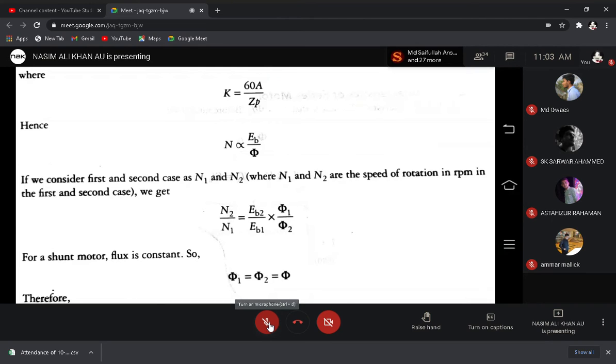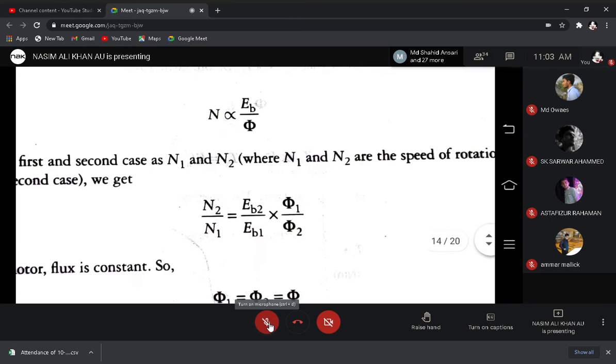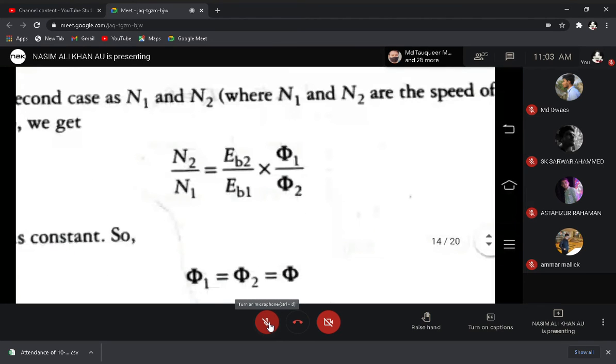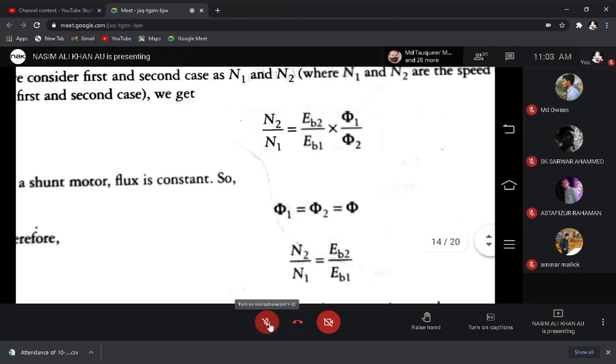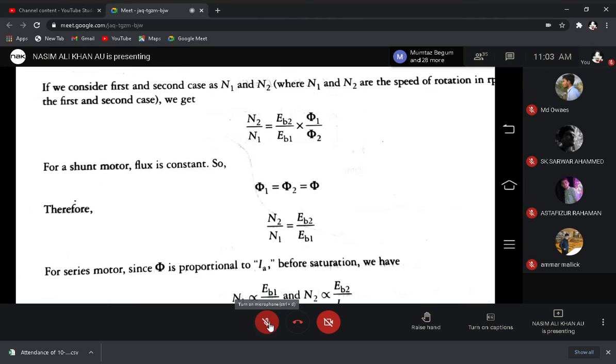You can write down N proportional to Eb by phi. So you can write down N1 proportional to Eb1 by phi 1, N2 proportional to Eb2 by phi 2. So from here we can get that particular expression, N2 by N1 is equal to Eb2 by Eb1 into phi 1 by phi 2. And from here, when the flux is constant for a shunt motor, you remember for a shunt motor flux is constant, so we can write phi 1 equals phi 2 equals phi. So at that time speed is N2 by N1 equals Eb2 by Eb1.